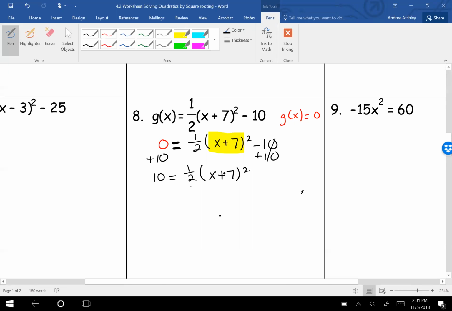So instead of multiplying by 1/2, which is what they're asking me to do right now, I'm going to do the opposite. I can't distribute the 1/2 because order of operations says I should multiply this out, square exponents before multiplication. So to get rid of it and to isolate the x plus 7 squared, I'm going to divide by 1/2.